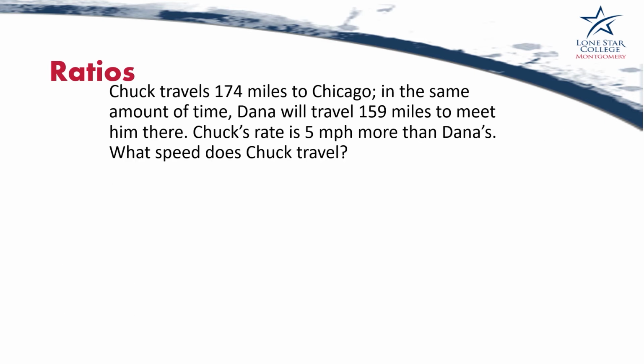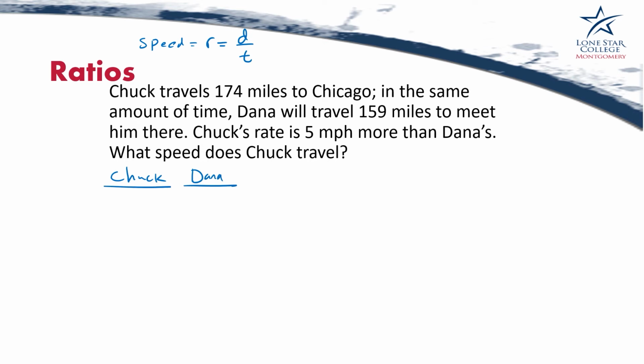So the ratio we're talking about in this particular case is speed. Speed can be represented by rate, R. So speed is equal to R, which is, if you think about your speedometer, it reads miles per hour. So that's like your distance divided by your time, D over T. That's what we'll be using for this question. So we have two people, we have Chuck and we have Dana.